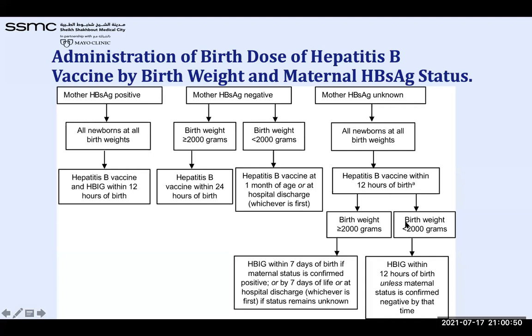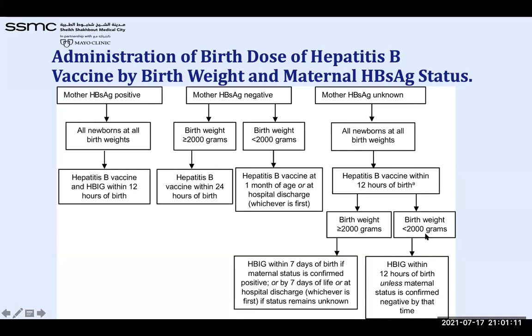If birth weight is more than 2 kilograms, then HBIG within 7 days of birth if maternal status is confirmed positive, or by 7 days of life or at hospital discharge. HBIG within 12 hours of birth unless maternal status is confirmed negative by that time. So that's how it is.